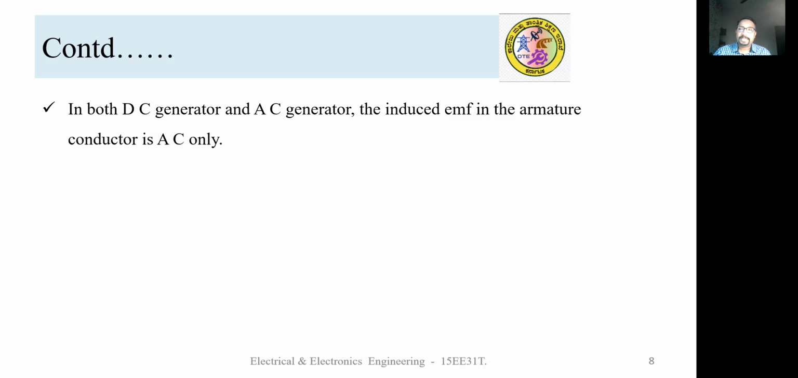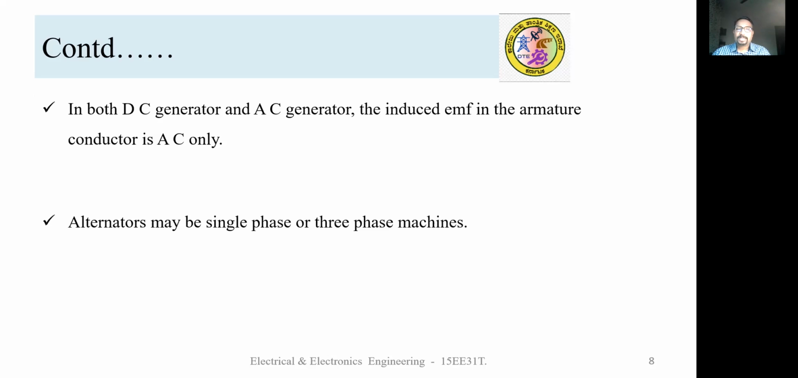Okay. Next point is, in both DC generator and AC generator, remember, the induced EMF in the armature conductor is AC only. Remember, dear students, whether it is a DC generator, an AC generator or an alternator, the induced voltage in the armature is always AC. If you want DC, you have to use the commutator. If you want AC, don't use the commutator, just use the slip rings or just collect the induced voltage in the stator straight away.